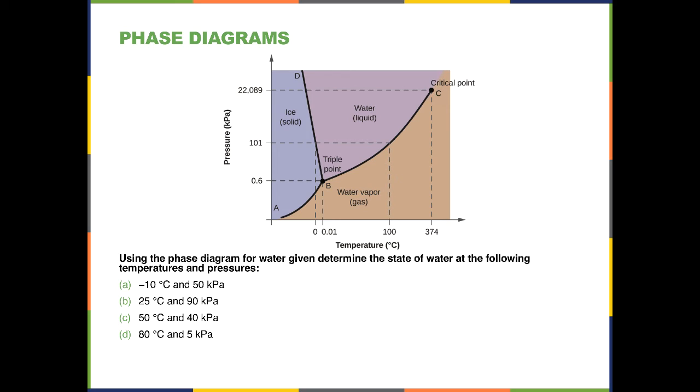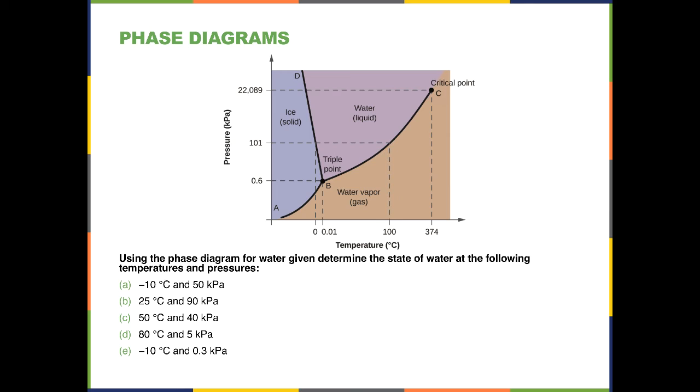80 degrees and 5 kilopascals. 80 degrees is way over here, close to the 100. And 5 is up this way, probably in this area right here, so we're in the gas area. And then the last one's minus 10 and 0.3. So minus 10 we said was right about here, and 0.3 is probably right about there. So we're at ice again.